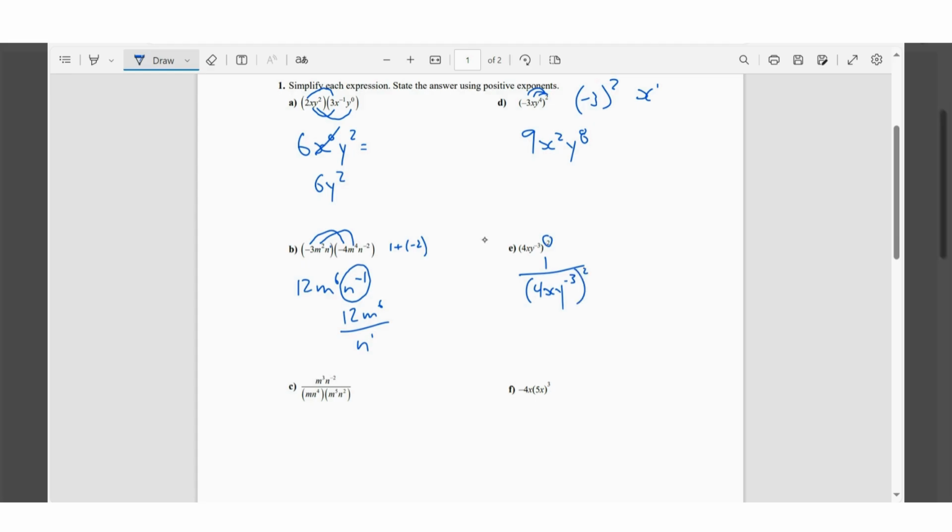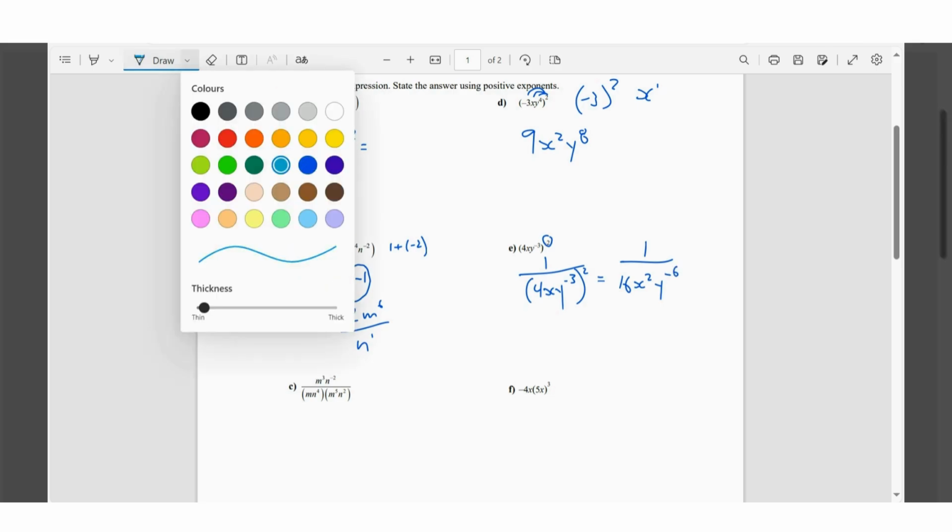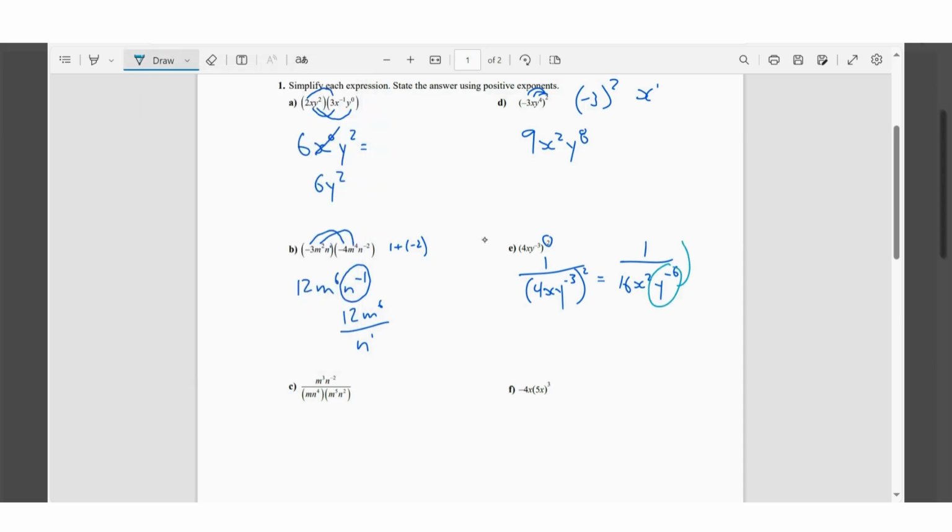Now we can distribute inside. 1 over 4 squared is 16. X to the 1 times 2 is going to give us x squared, and then we'll get a y to the negative 6. We can move this y to the negative 6 up here. So we will get y to the 6 over 16x squared.